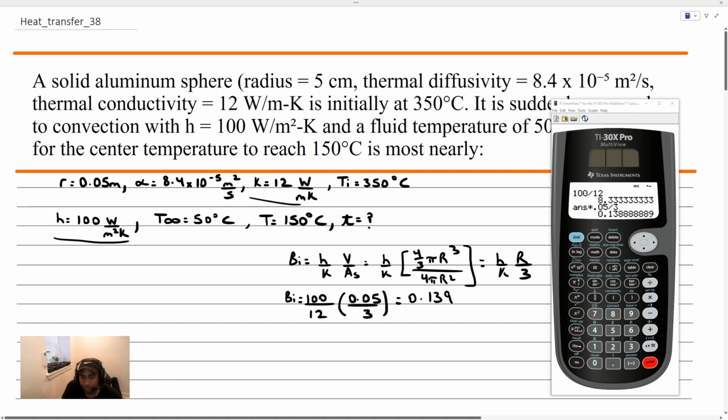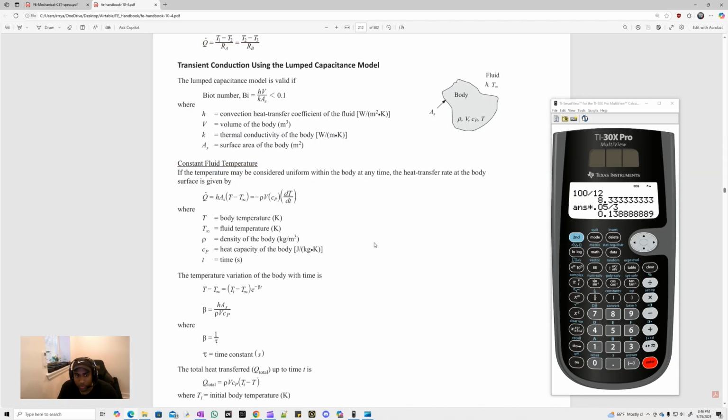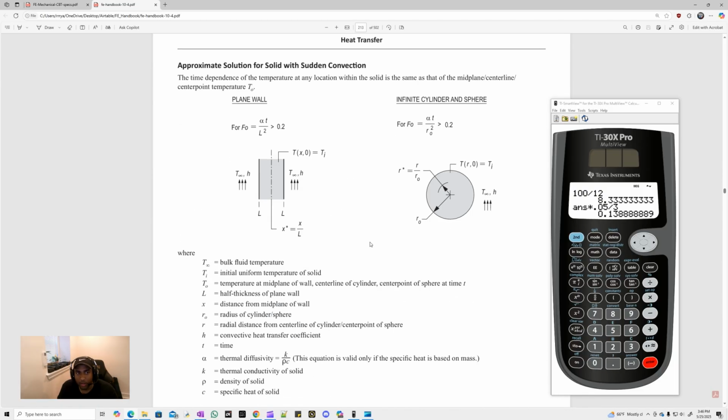0.139 pretty much. Now that's our Bi number, and you can see that it is greater than 0.1. So that means that lumped capacitance is not applicable for us. We have to see if we can try something else. And that something else is the kind of numerical solution that I was hinting at before. You can see that if you scroll down one page here, it says approximate solutions for solids with sudden convection.